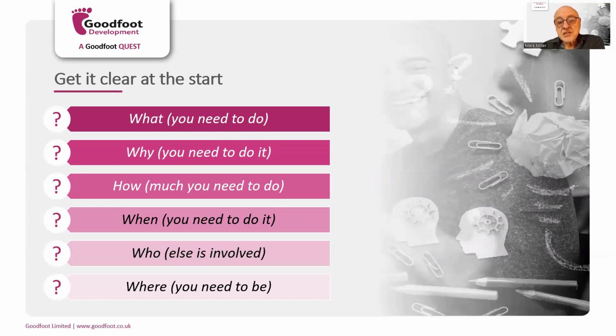So a suggestion to minimize this risk of people going off track is to get it crystal clear at the start with them. This is what you need to do. This is why you need to do it. Do make sure we cover box number 2. It might be obvious to you, and you might assume it's obvious to them, but it may not be. So say it anyway. This is how much you need to do. This is your scope, what is included, what is not included. This is when you need to do it, the time scales of the deliverables, the checkpoints, who else is involved, and where you need to be to do it, your location to do it.